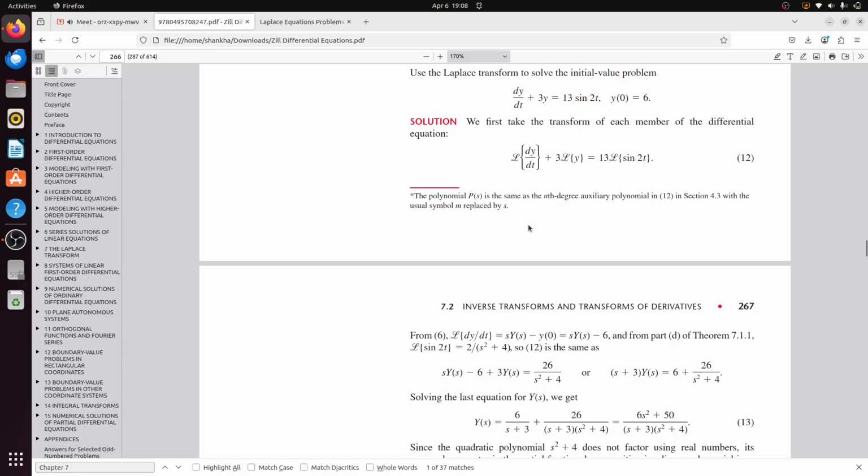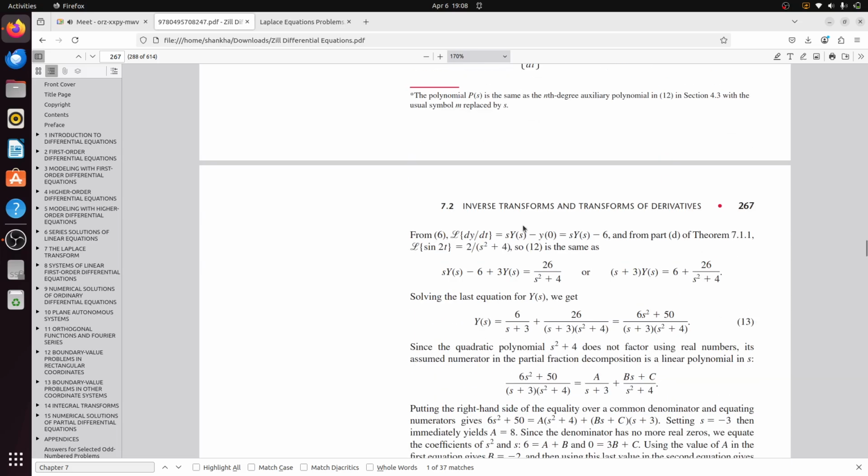Then sY(s) minus 6 plus 3Y(s) equals the Laplace transformation of the right-hand side, which will be 13 times 2 by s square plus 2 square. So that will be (s plus 3)Y(s); take the 6 to the other side. Then Y(s) equals 6 by s plus 3 plus 26 by (s plus 3)(s square plus 4). Combining, you get (6s square plus 50) by (s plus 3)(s square plus 4).